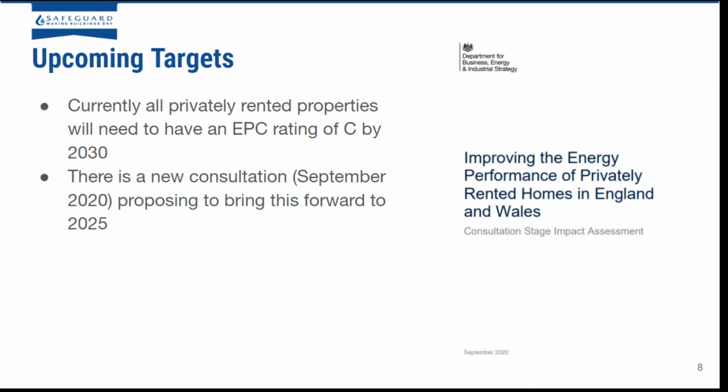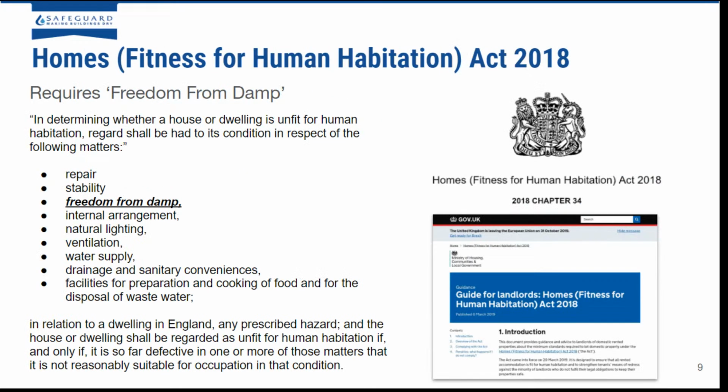So just to warn you of this, there's a consultation at the moment. Currently there's a target for all privately rented properties to have an EPC rating of C by 2030. However, there's a consultation now which came out in September, which is proposing to bring this forward to 2025 and increase the amount of spend that will be required. So it's really worth thinking about these things and improving the energy efficiency of a property now while there are grants available. There's other legislation in place as well.